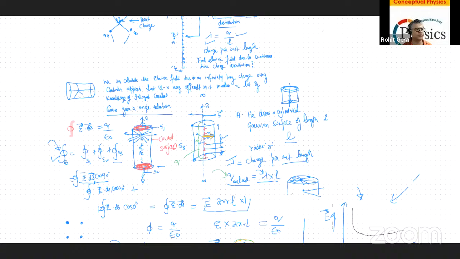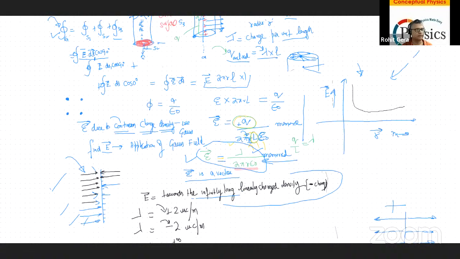Explain to me, how did you draw this? What was the logic? Although you should have drawn it properly, I would have drawn it more like this. Your R has started increasing from here. The electric field has started going up, which is weird. My answer is this, which I've drawn.